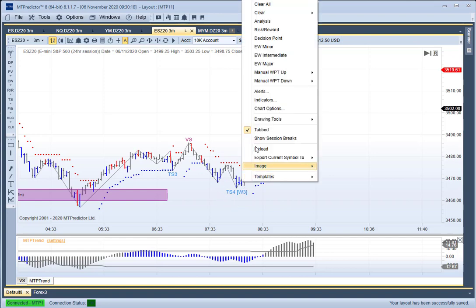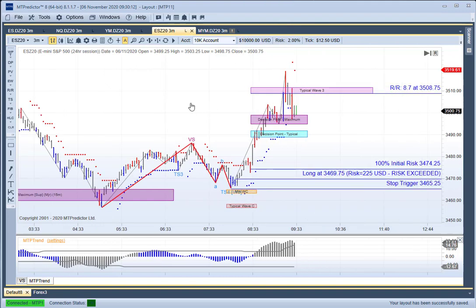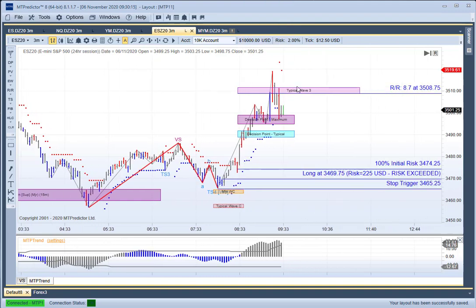If I right mouse click over this blue buy bar here, we do analysis. You can see the market then rallied very nicely as Pennsylvania did its latest announcement, and it showed that Joe Biden had just overtaken Trump in the polls there in Pennsylvania. Obviously it's not a result yet because it's not fully counted, but just that he took over the lead there, and that made the market rally. But more importantly, from an MTPredictor standpoint, it rallied up, but it rallied up into our typical Wave 3 WPT.